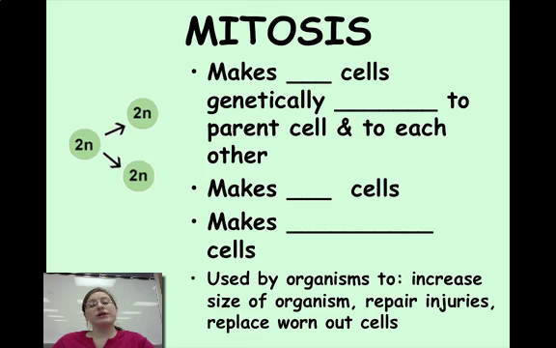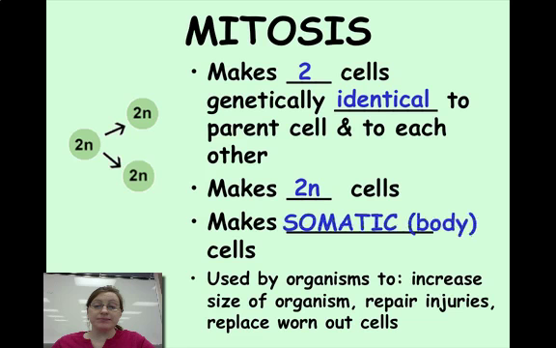Okay, so let's review mitosis. In mitosis, we produce 2 cells. They are genetically identical to that original parent cell and also to each other. Those cells are going to be diploid, and they're going to make somatic cells or body cells. The functions of mitosis: we're trying to grow, or repair from an injury, or replace worn out cells. So the idea is we're trying to make identical copies in mitosis.